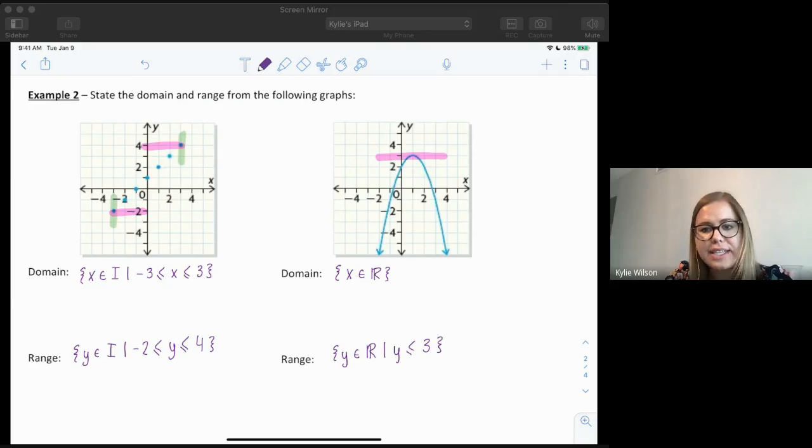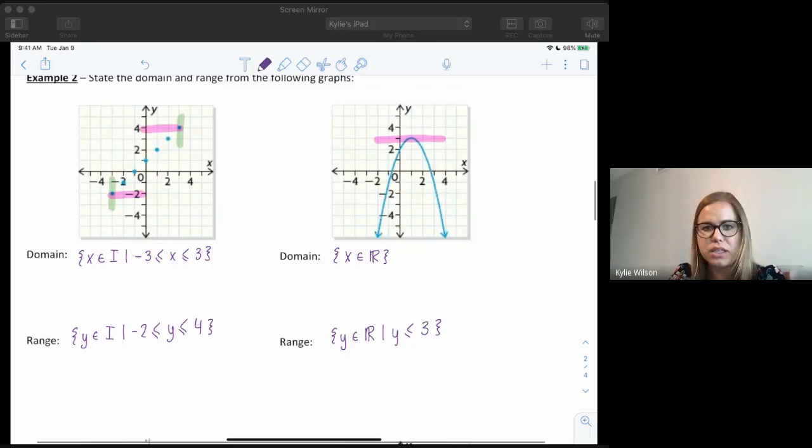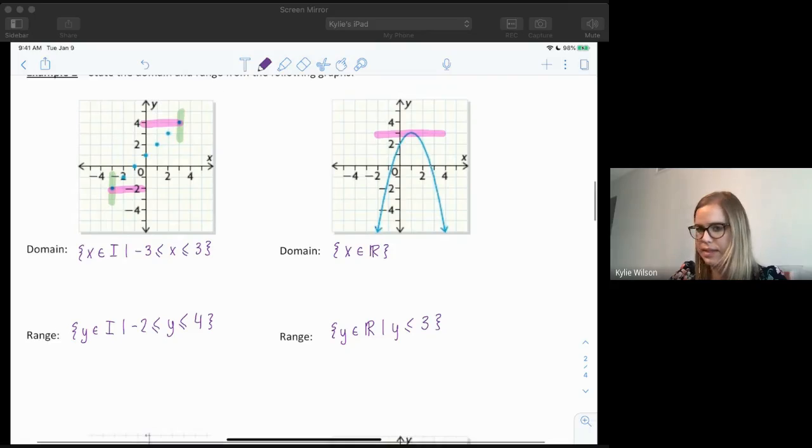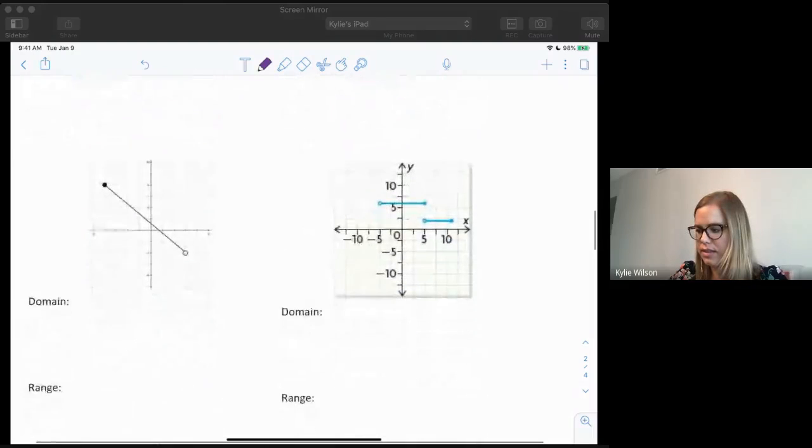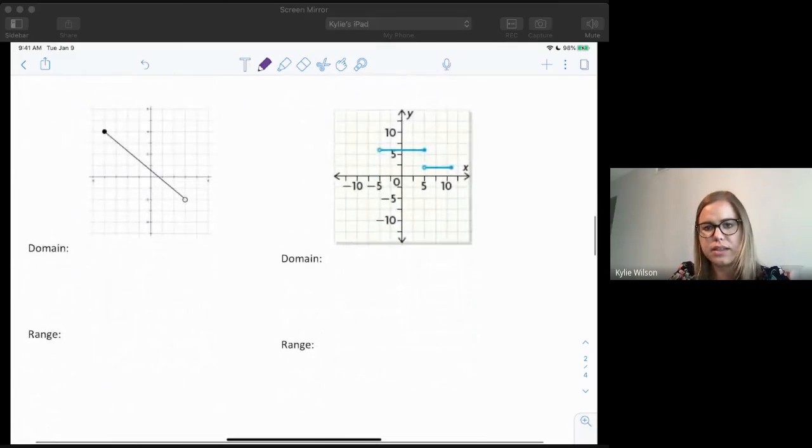Alan, do you have a question? You can unmute or type it in the chat, whatever you're more comfortable with. Would it matter if the y or 3 came first on the range?